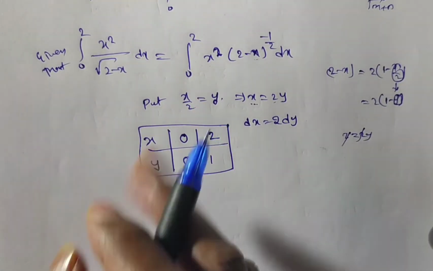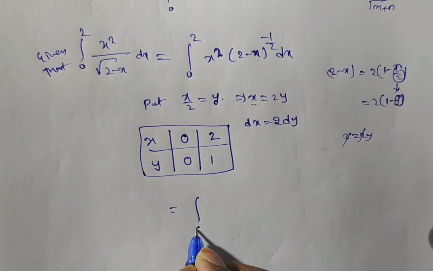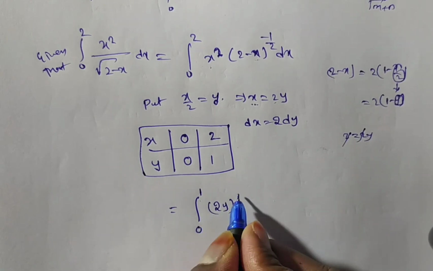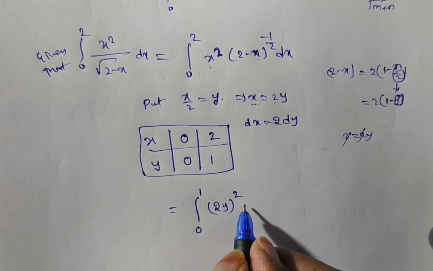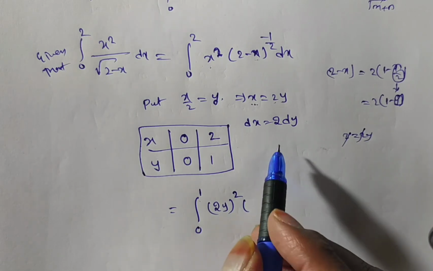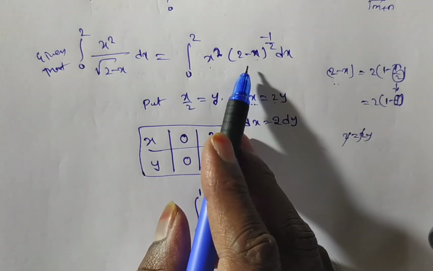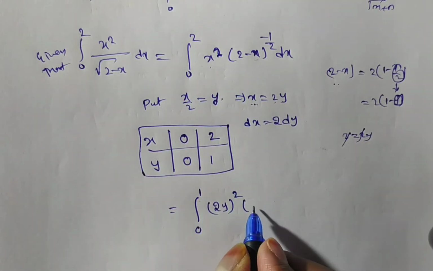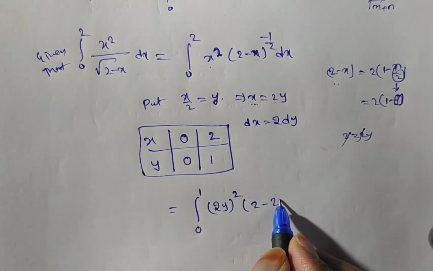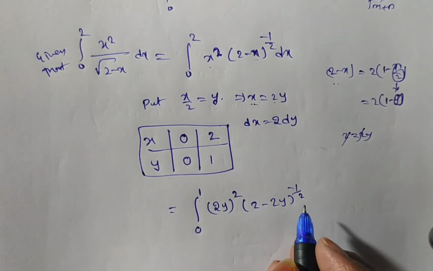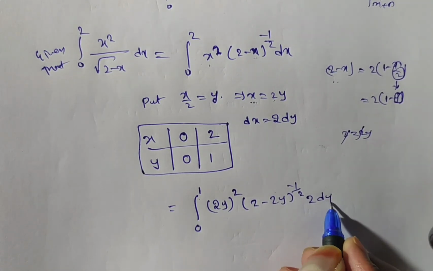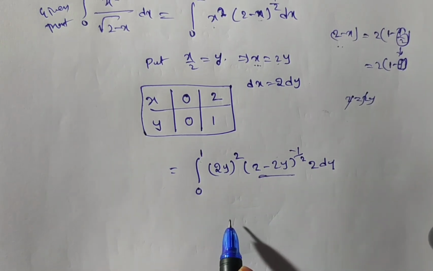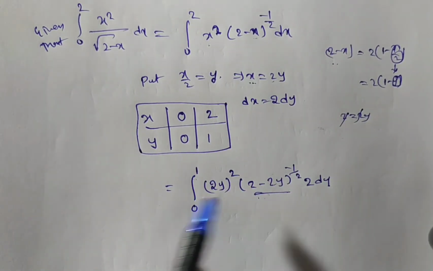Now you substitute this in the above equation. That is, the integral from 0 to 1, and we consider x as 2y, so 2y to the power 2. Now for 2 minus x, directly write 2 minus 2y, to the power minus 1 by 2, into dx, where dx is equal to 2 dy. Now we take 2 common from this bracket. First you substitute, later you take the common factor.